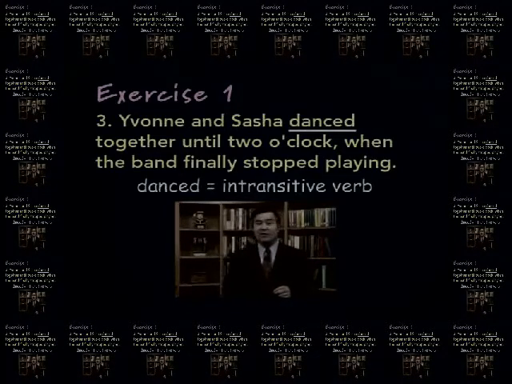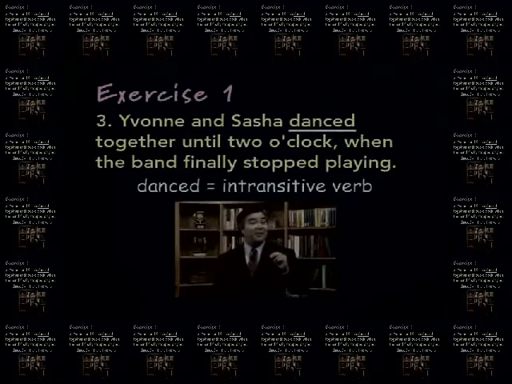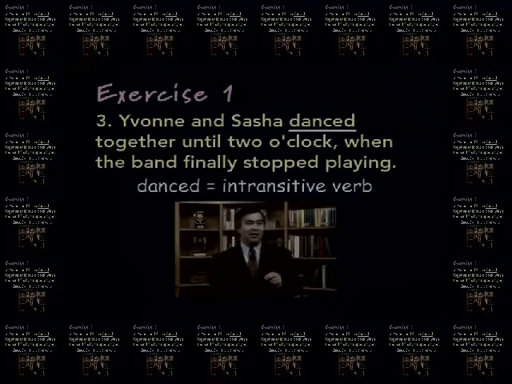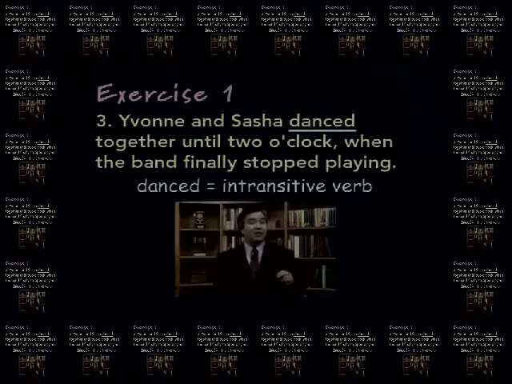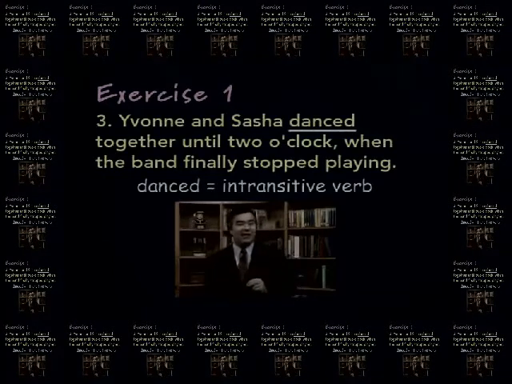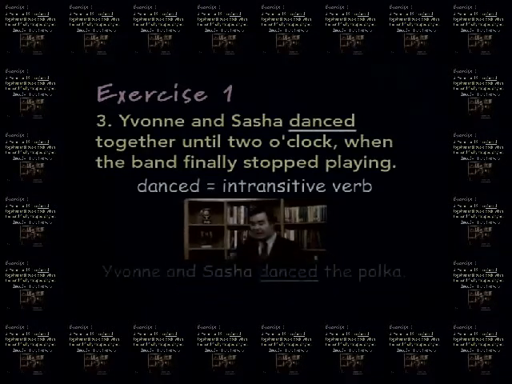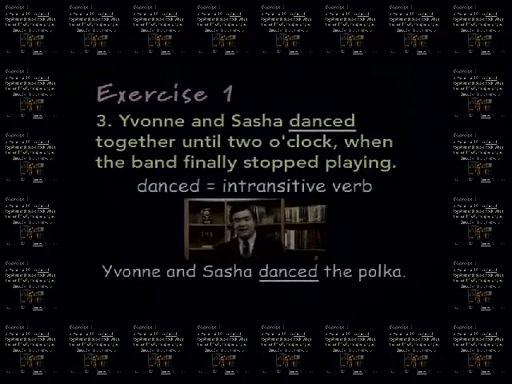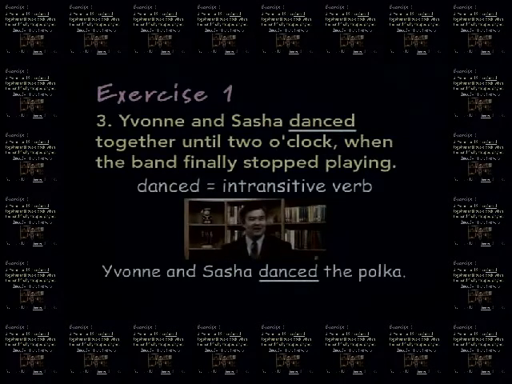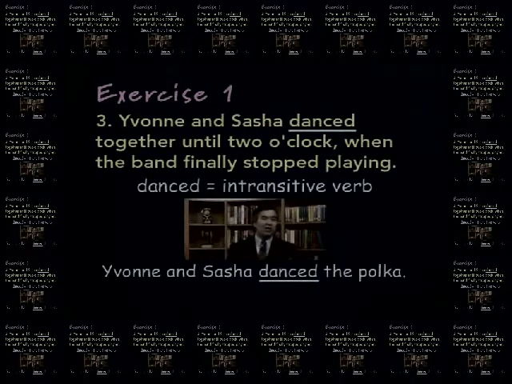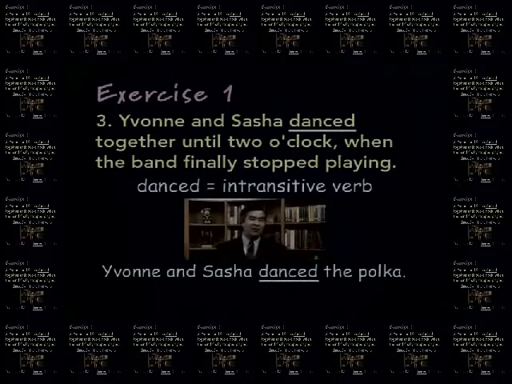Notice, by the way, that the verb danced can be used as a transitive verb. You could imagine a sentence in which there is an object receiving the action of the verb danced. For example, you could say, Ivan and Sasha danced the polka. In that sentence, the word polka would be receiving the action of the verb danced.